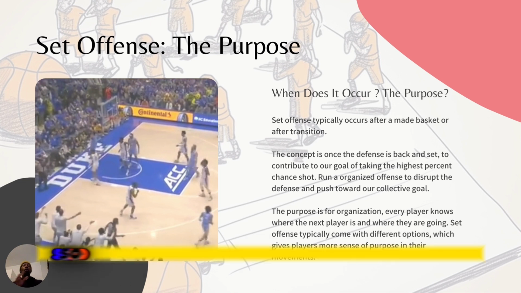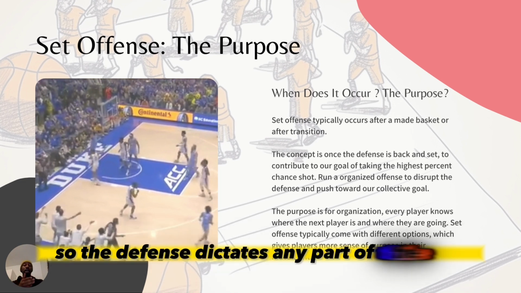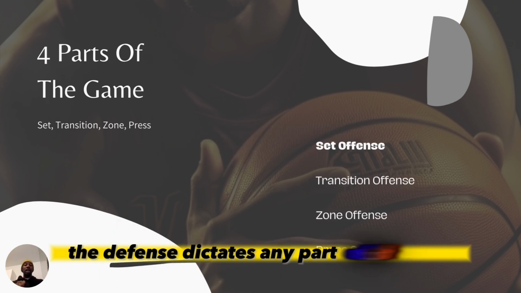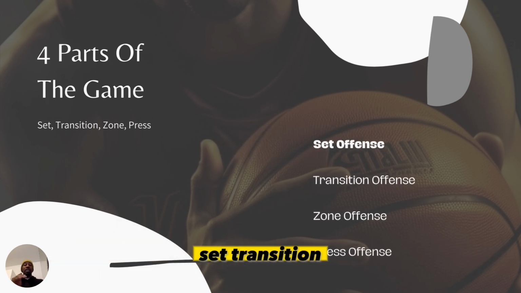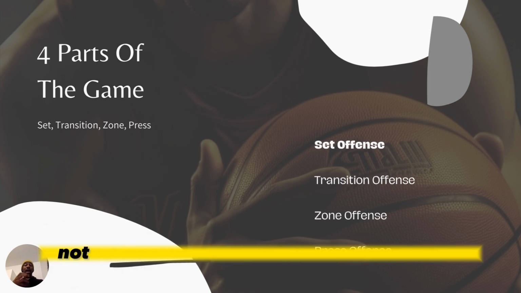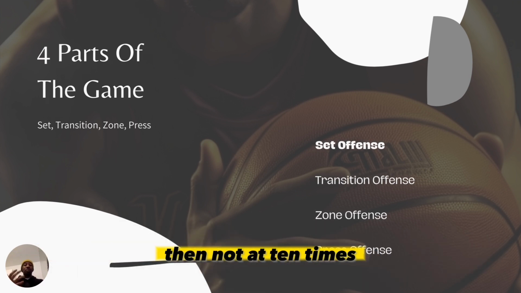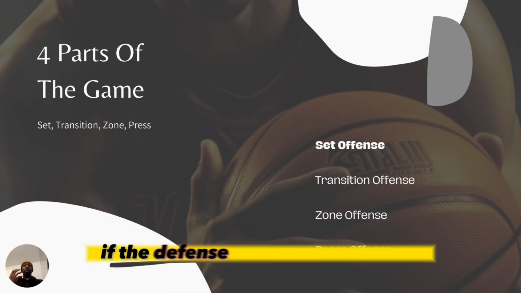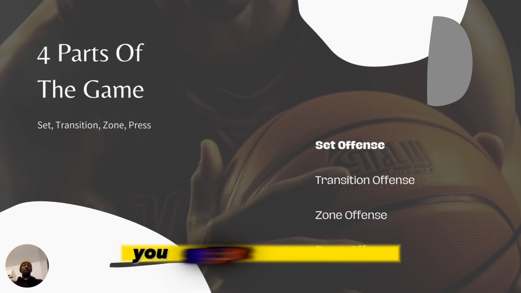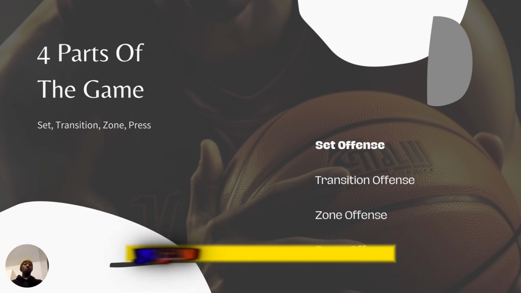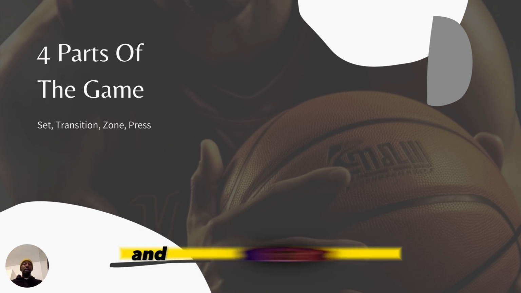The defense dictates any part of the game. When we go back here, you have to understand that the defense dictates any part of the game. If the defense is not set back up and getting back down the court, then nine out of 10 times you're in transition offense. If the defense gets back in the zone, you're going to have to run zone offense. If the defense sets up in the press, you got to run press offense. And if the defense is set up in the half court, you should run set offense. And that's where we're at now.